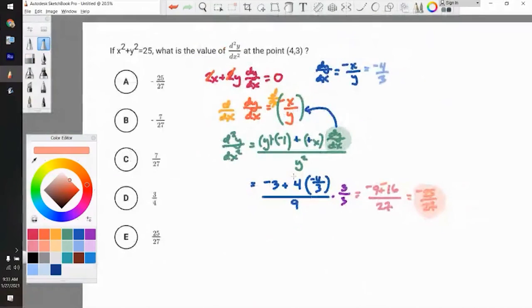So the answer was A, apparently. I don't know what I'm saying, apparently. The answer was A. Now, I'm just curious how many people actually got this right.